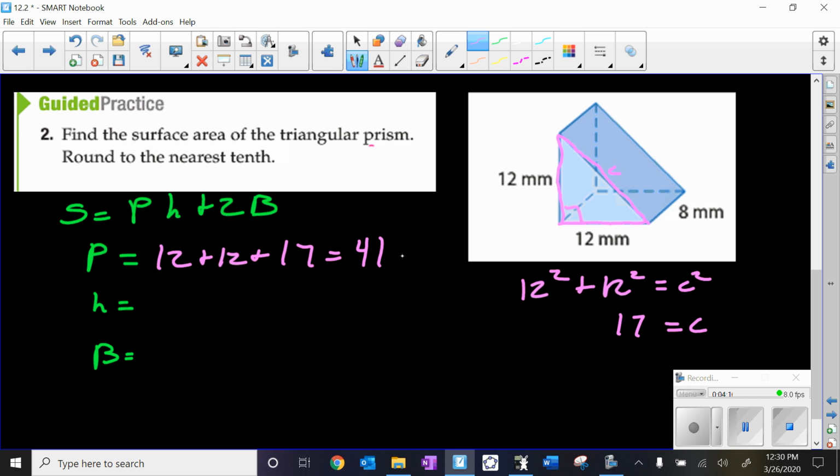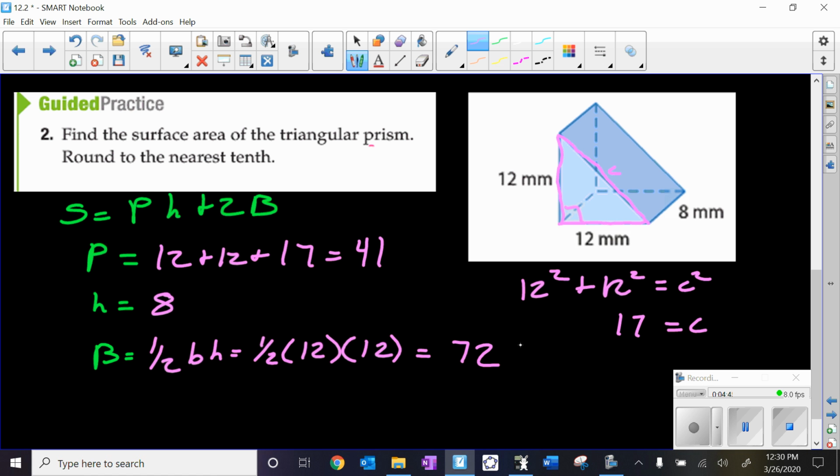Remember, height is the distance between your bases. So between your front base and your back base, your height is going to be 8. And now for your area of the base. The area of the base, since it's a triangle, should be 1/2 base times height. So 1/2 times 12 times another 12 is going to get us a value of 72.